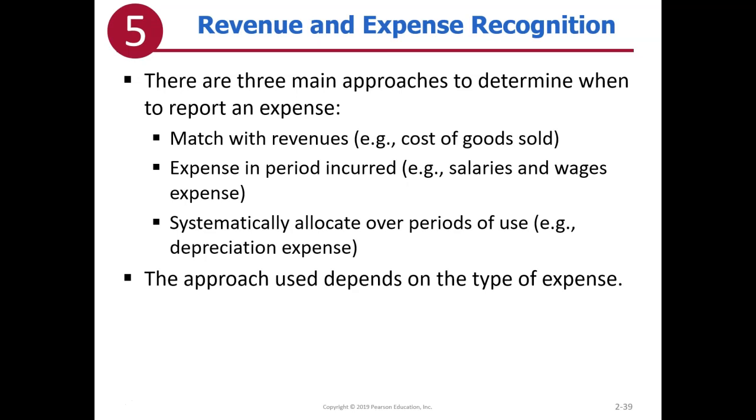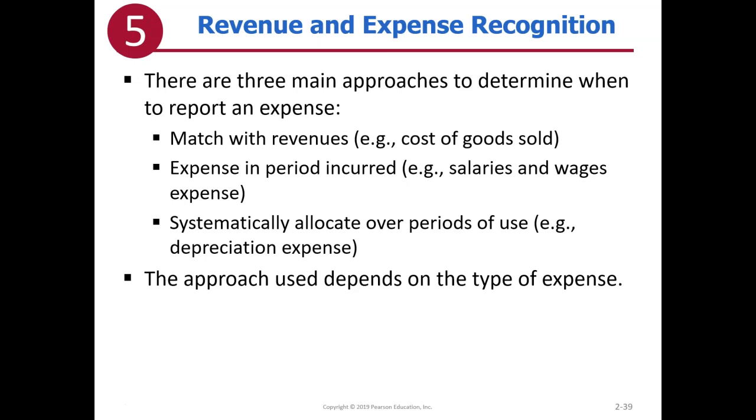Our third way of dealing with it is something called a systematic allocation, and it's over the periods of use. And so depreciation expense is an example. So suppose you have a fleet of trucks and you've got the assets and they're being used up over the 10-year period. Well, how do you show that as expense? To match it with revenues may cost an awful lot of money to try to figure that out, right? And it might not be easy to verify. How can you say that that much expense was used up in this year and a different amount in the year after?